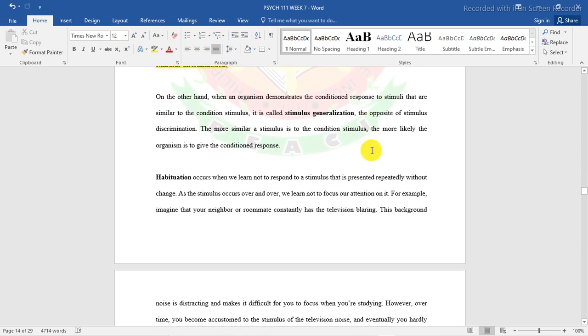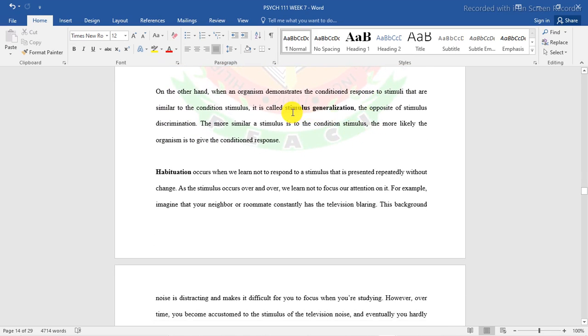Okay? On the other hand, when an organism demonstrates the conditioned response to stimuli that are similar to the conditioned stimulus, it is called stimulus generalization. So, when the response is similar to your different stimuli, that is called stimulus generalization, meaning the stimulus has been generalized. Since the stimulus is repeated, generalization of the stimulus happens. So, the response is similar. And the opposite of stimulus discrimination, there is also that.